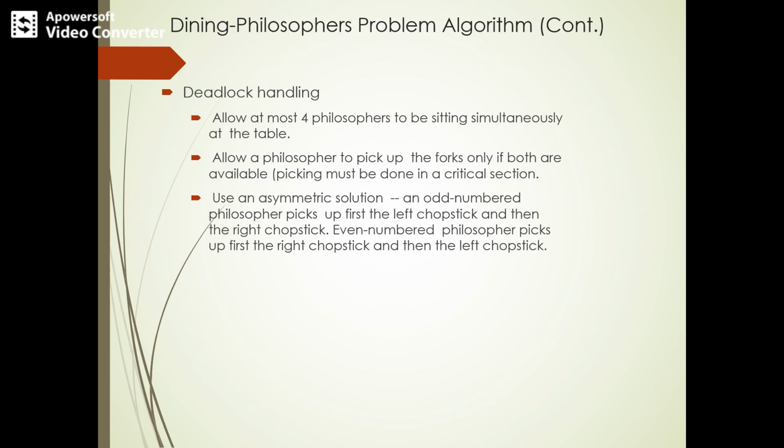Otherwise they must start thinking, and then use an asymmetric solution, that is, an odd philosopher picks up her left chopstick and then her right chopstick, whereas an even philosopher picks up her right chopstick and then her left chopstick.